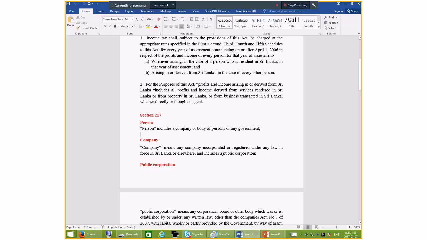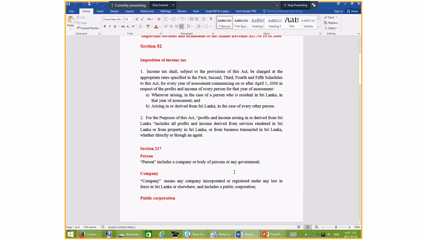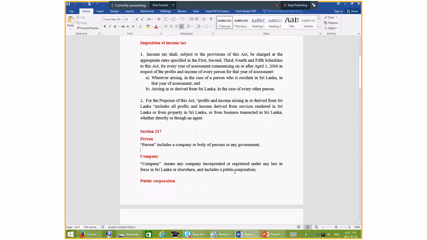Now the profit of the public corporation can also be taxed under the Inland Revenue Act. And why? The imposition of income tax under section 2 permits taxing the profit of a person. The word person includes the company. The company also means the public corporation.